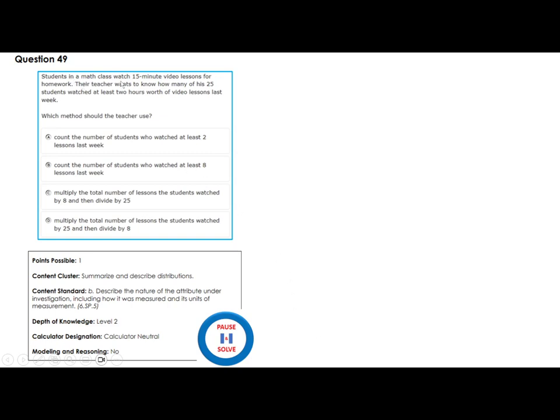Students in a math class watch 15 minute video lessons for homework. The teacher wants to know how many of his 25 students watched at least 2 hours worth of video. 2 hours. 15 minutes, 1 video. How many can they do in 1 hour? That's 4, right? In 2 hours, 8. So she's looking at how many students watch at least 8 videos, okay? Notice that 2 hours means 8 watched videos, okay?